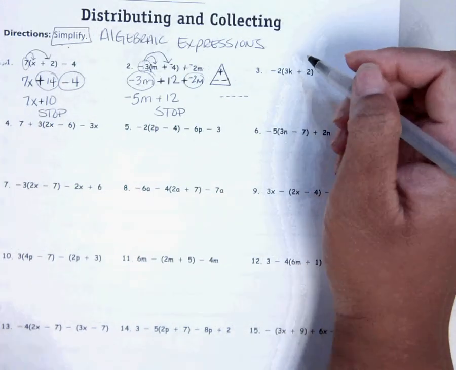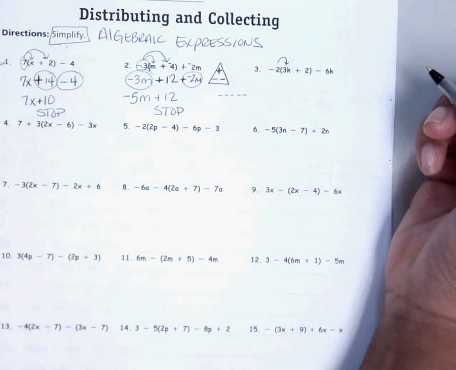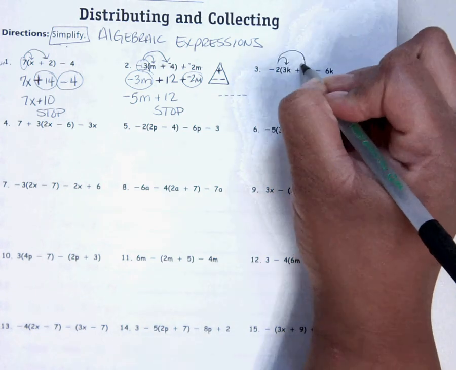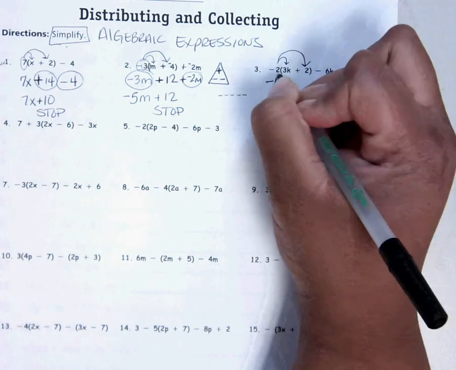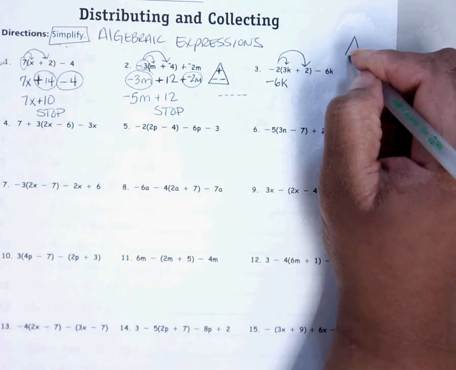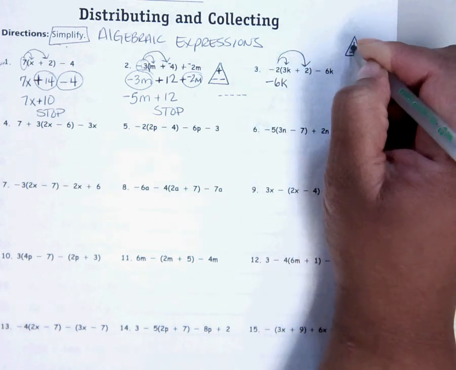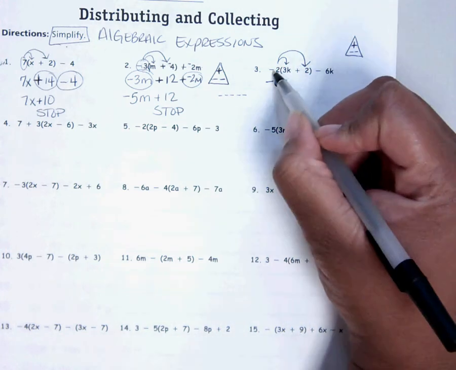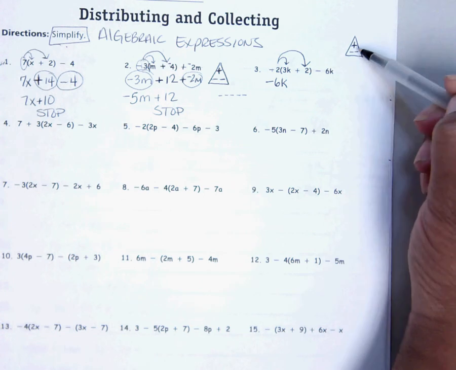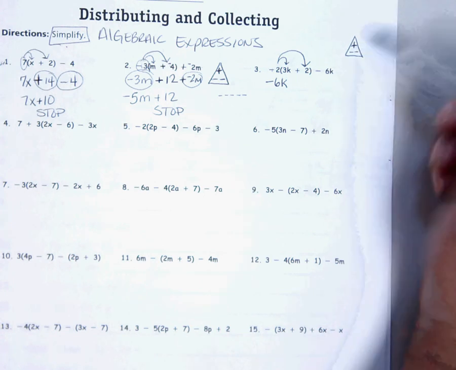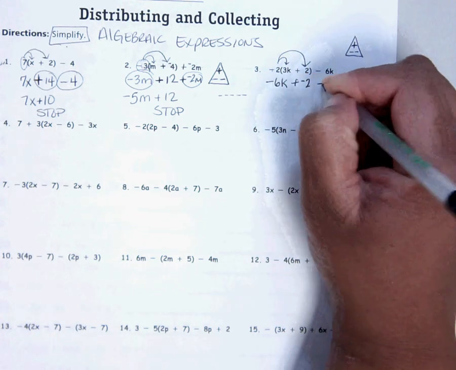Number 3. Let's do negative times 3. Okay, negative 2 times 3, so negative 6k. Uh-oh. Do I write a plus sign here? Do I write a negative sign here? What is going on? Well, this is a negative times a positive. So a negative times a positive is a negative, and that's how this works. So I need to write plus a negative 2 minus 6k.